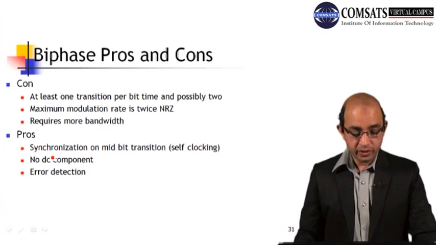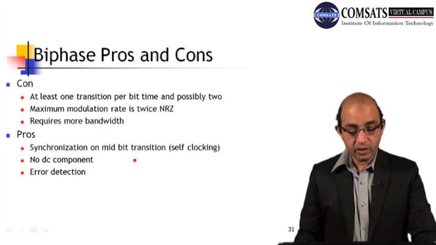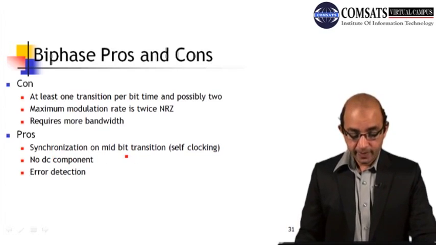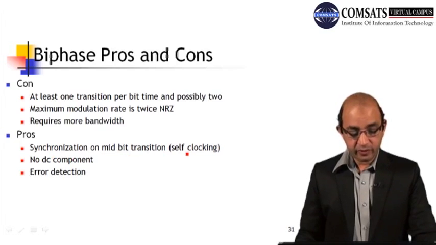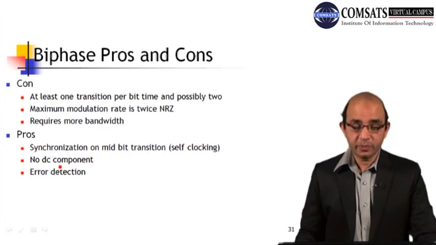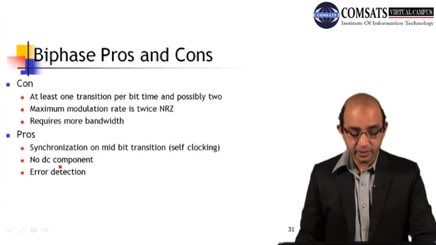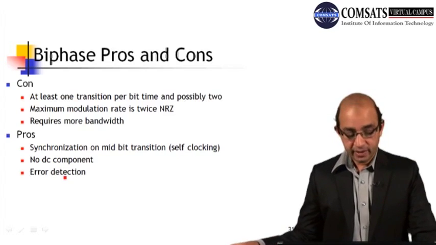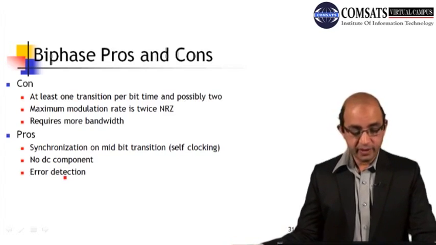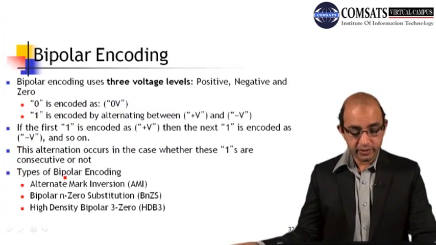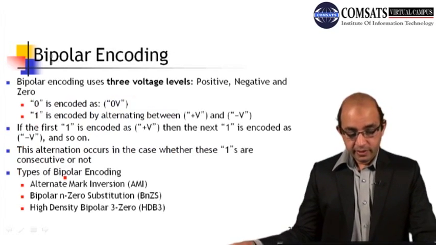So here are some of the pros. Synchronization on the middle of the bit transition, so it is self-clocking. There are no DC components. We mentioned the problem with DC components. And we can detect errors, as opposed to other encoding schemes.